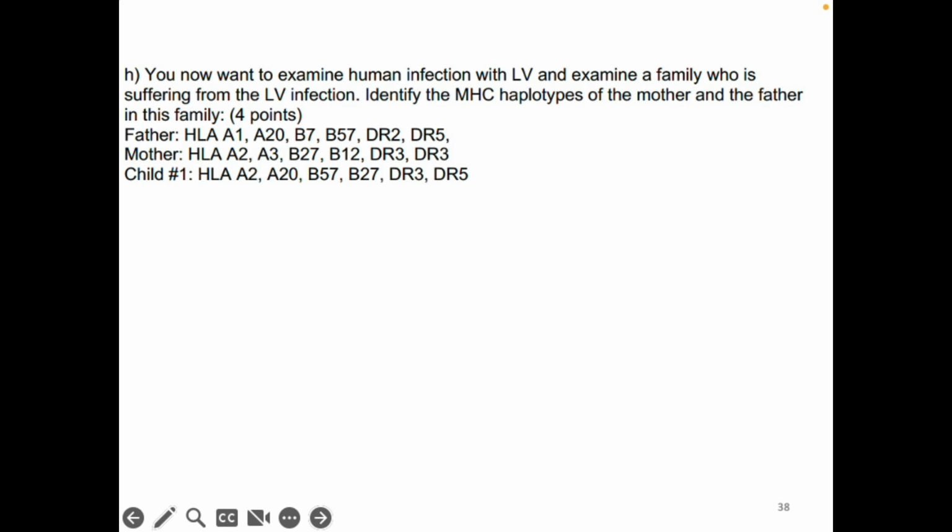Yeah, David. A2, B27, and DR3. And how did you get that, David? Because those three were the three that were passed to the child, so they probably work on one chromosome. Yeah, so we know that mom gave the child A2, B27, and DR3. And so those must have been attached to each other on the same chromosome.